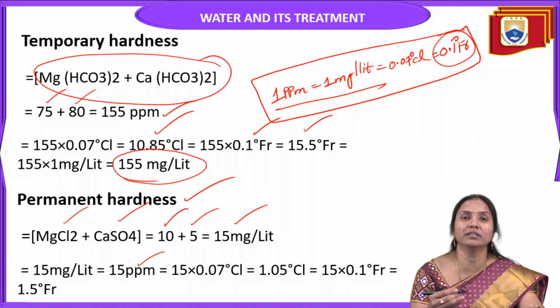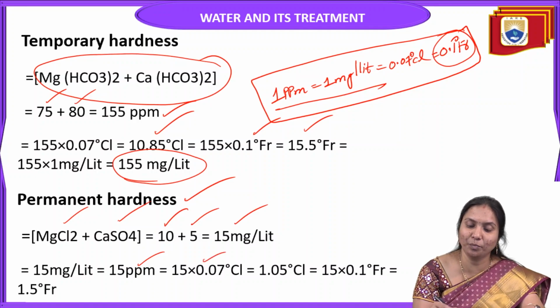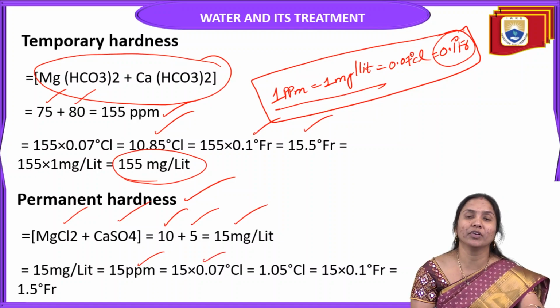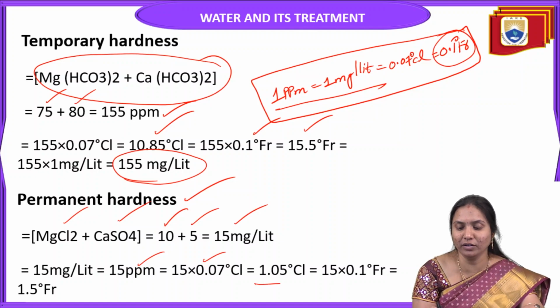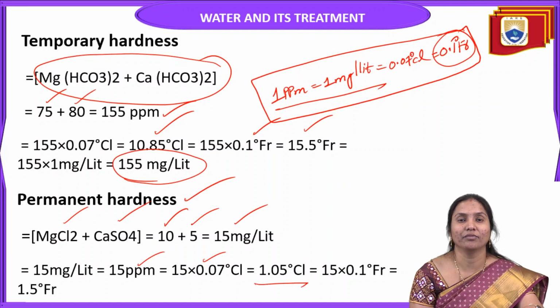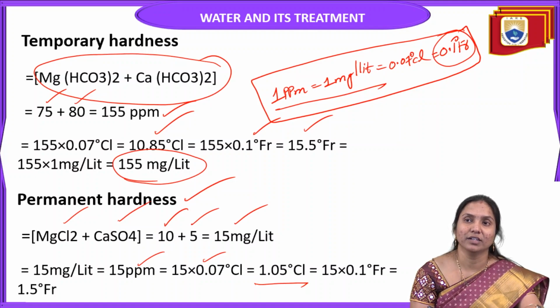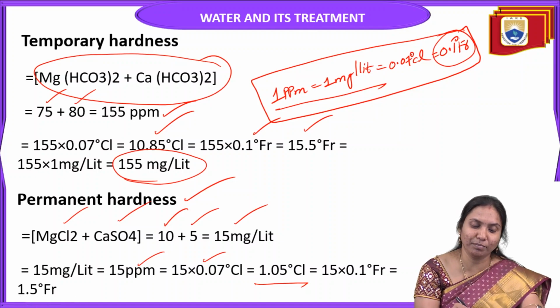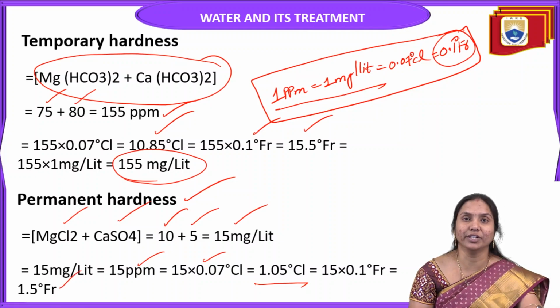And how many Clerk's degrees is 15 ppm equal to? So 15 into 0.07 Clerk degree, it's equal to 1.05 Clerk's degrees. And next it's equal to how many French degrees? So 15 into 0.1 French degree, it's equal to 1.5 French degrees.